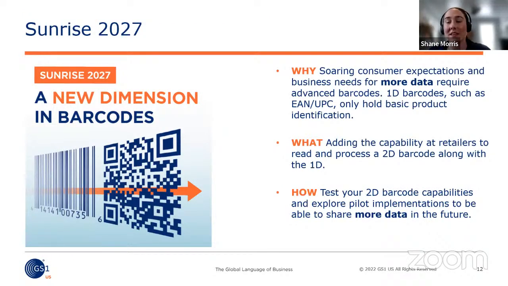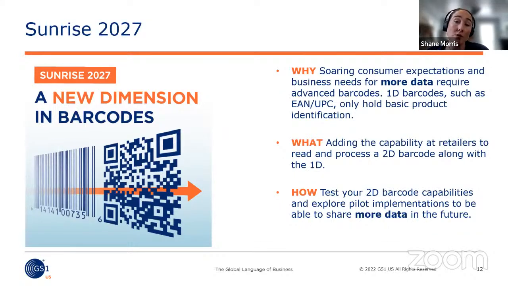All right, so in these next couple of slides, we are going to get a little aspirational here, and we're going to focus on 2D barcodes, which everyone in this audience most likely thinks of as a QR code. The 2D barcode is on track to create a product data revolution in both B2B and B2C transactions. GS1 US is spearheading an initiative called Sunrise 2027, where major retailers are aiming to have checkout systems ready to read a 2D barcode by the year 2027.